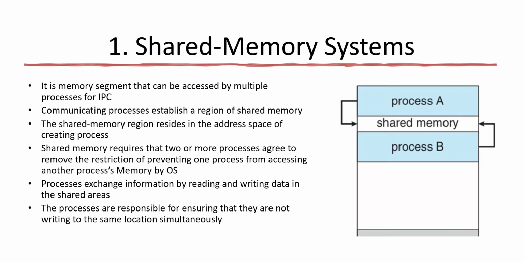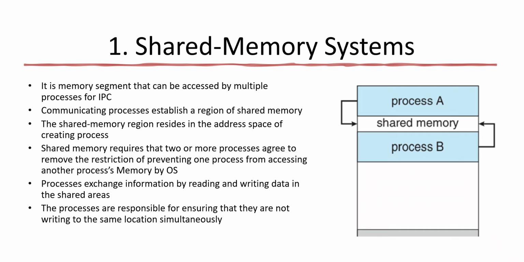The important idea is that process A can place information into the shared memory region. Process B can access the same information. Similarly, process B can place information into the shared memory and process A can read it. So the communication happens through the shared memory region.